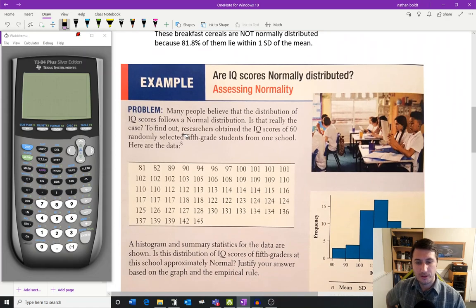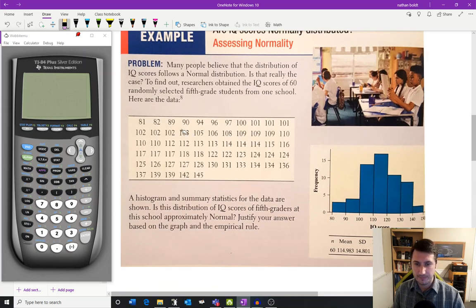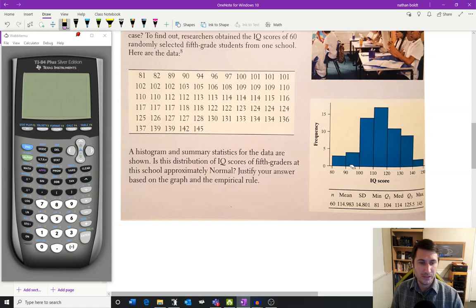All right, let's do one of those that isn't completely worked out. So, IQ scores: are they normally distributed? Many people believe that the distribution of IQ scores follows a normal distribution. Is that really the case? To find out, researchers obtained the IQ scores of 60 randomly selected 5th grade students from one school. Here are the data. Thankfully they ordered them from least to greatest as well. We also have a histogram and the summary statistics.